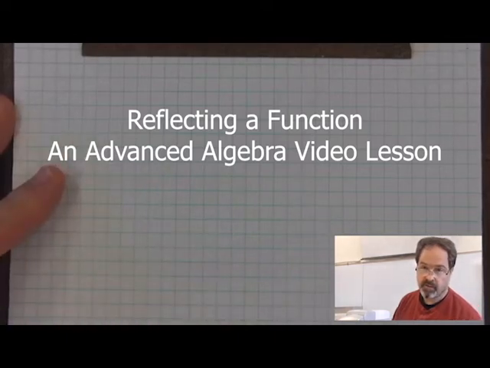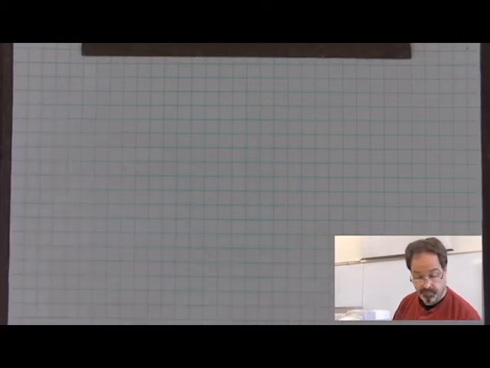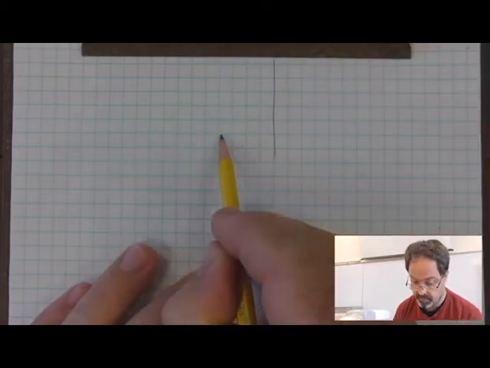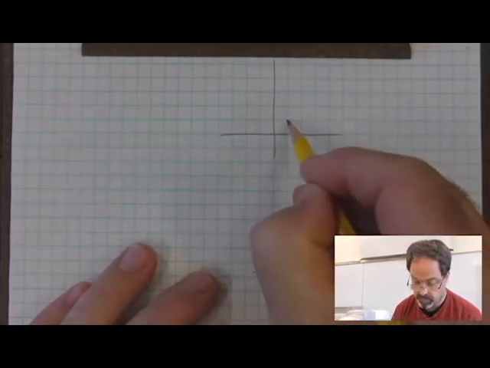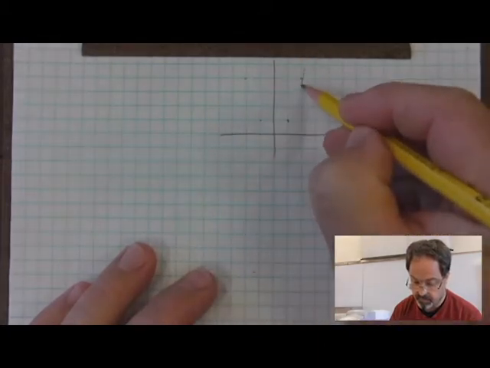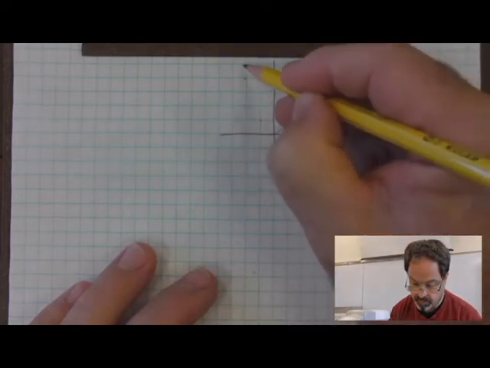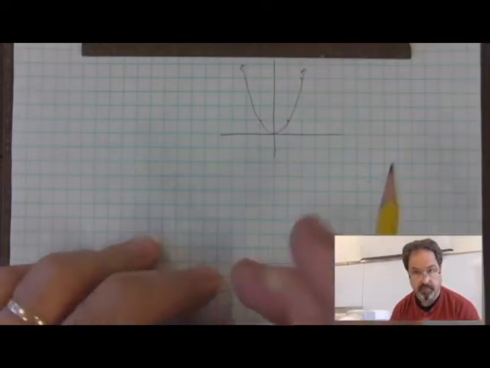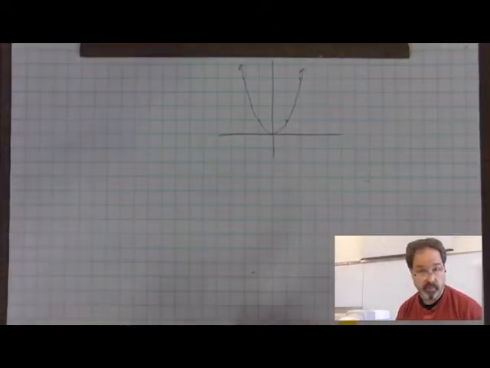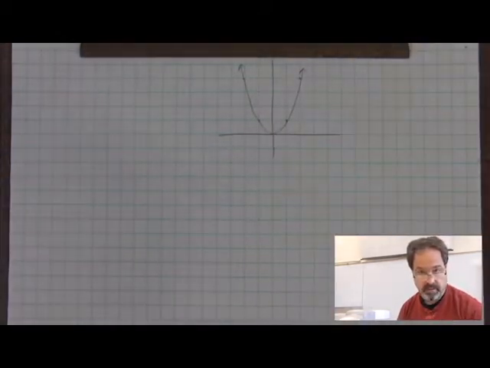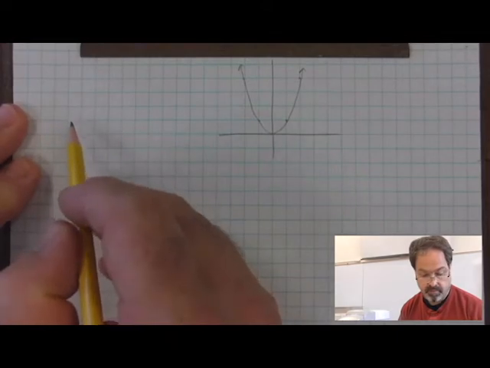This is a video lesson on reflecting a function, which is a type of transformation. I'm going to draw a sketch of a very simple function to get a visualization of what it means to reflect. I'm going to start with the parent parabola, and what we mean by reflecting is a transformation where we reflect it over a line, much like the line representing a mirror, and then we would see the image beyond it.